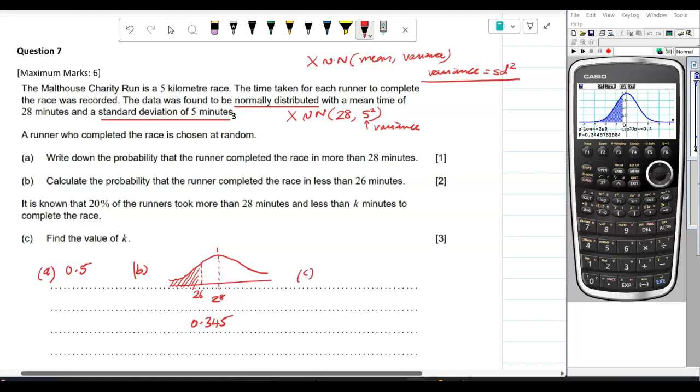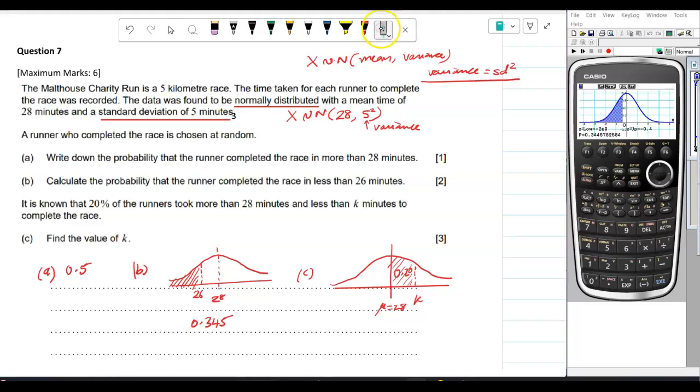Part C. It is known that 20% of the runners took more than 28 minutes but less than k minutes to complete the race. So see, like this, the mean is 28. This is 20%, between this and this. It took more than 28 but less than k minutes to complete the race. Find the value of k.